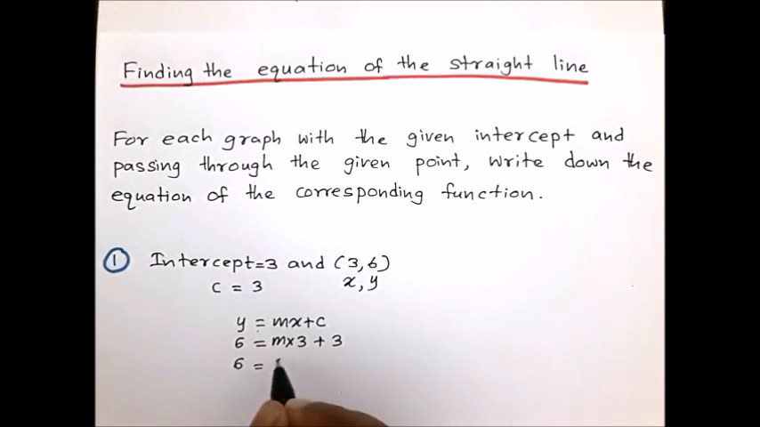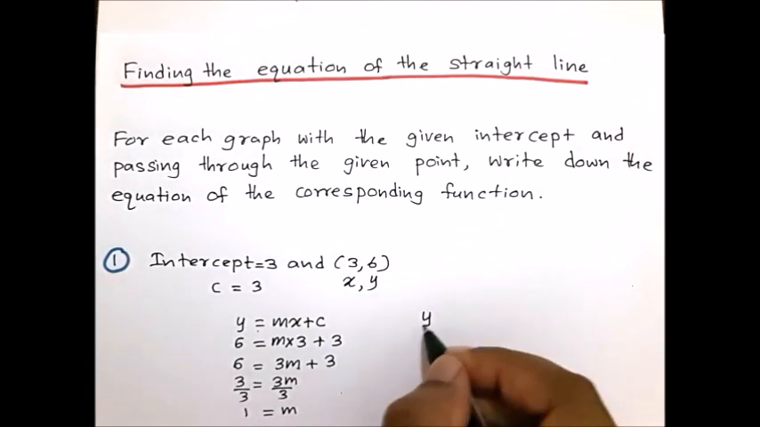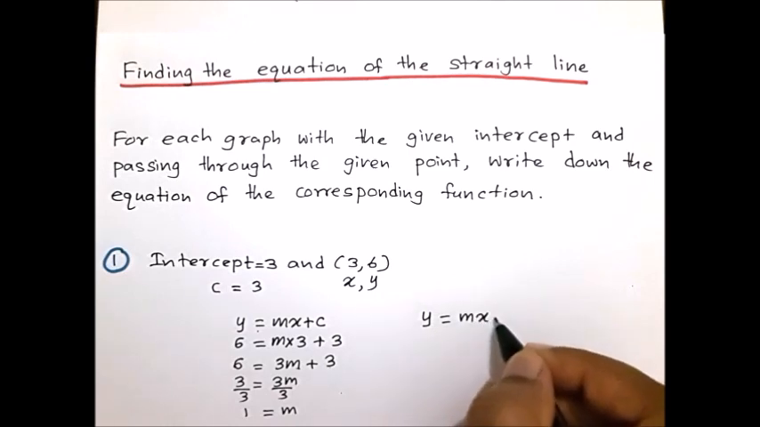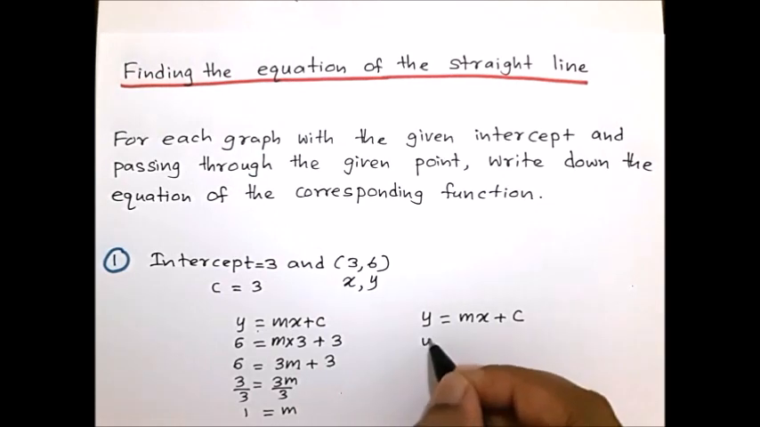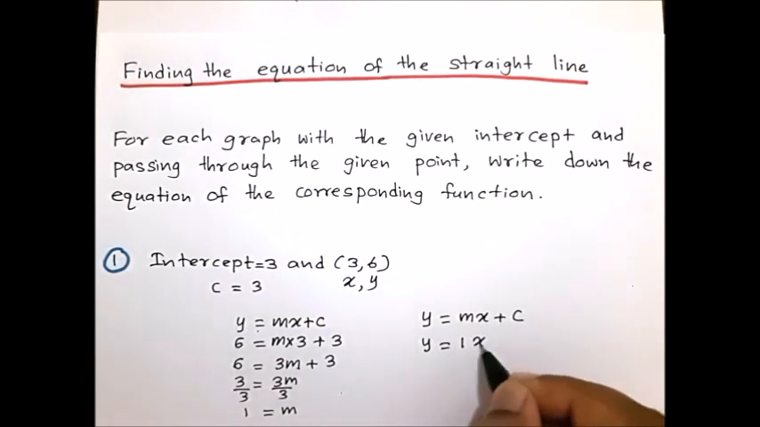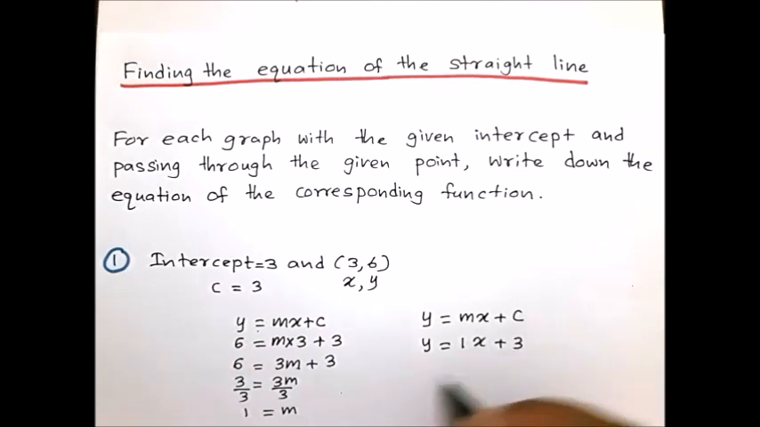6 equals m multiplied by 3, 3m plus 3. Now subtract 3 from 6. It is 3. Now divide both sides by 3. m equals 1. Now you have to substitute values for m and c in the equation y equals mx plus c. m is 1, 1x. c is 3. It is not necessary to write 1, write just x. This is the equation of the straight line, y equals x plus 3.